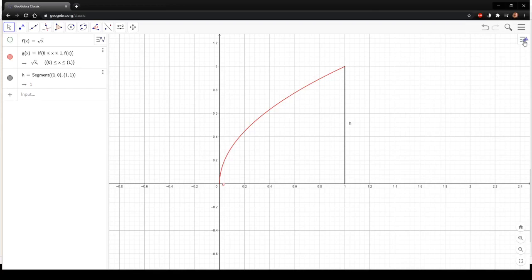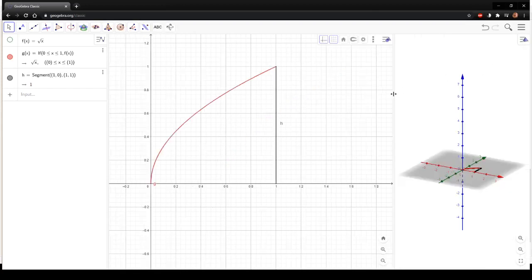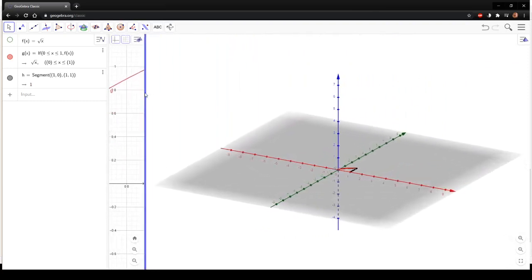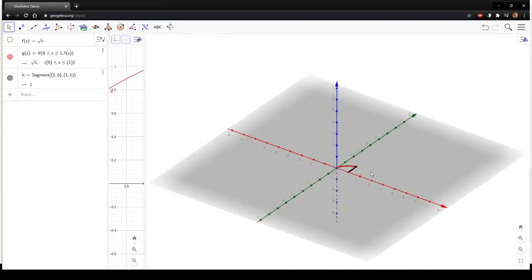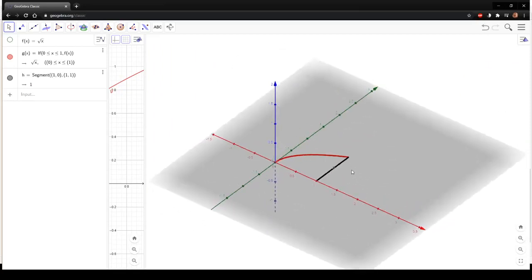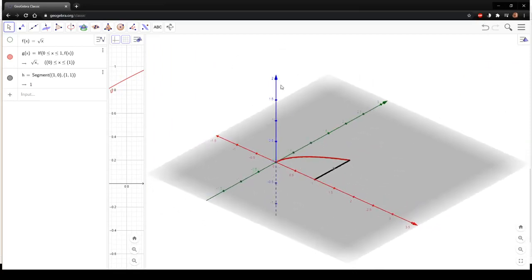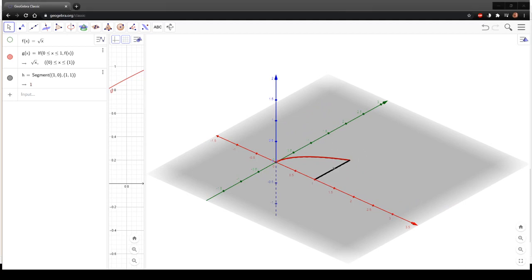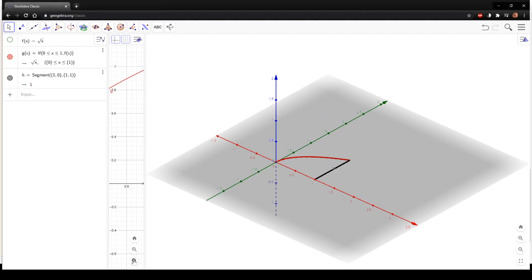So what do I mean by that? Well, let's bring up 3D graphics. You can see that in the 3D graphics view, we have the two-dimensional view reproduced, but now there's the additional z-axis. Just checking to make sure that it's being captured. Okay, good. Now, here's how you make solids of revolution in GeoGebra.